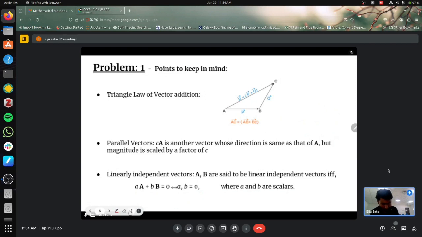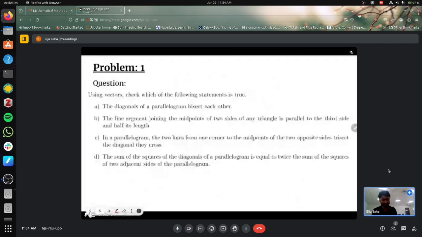So right now let us go towards solving the problem which was stated in the first question. The first question says the diagonals of a parallelogram bisect each other. So let me go to the first question.